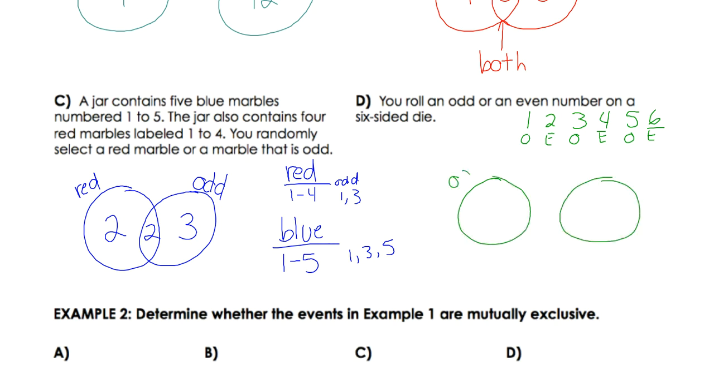I've got my odds over here. There were 3 of them. And I've got my evens over here. There were also 3 of them. So there is no overlap there.